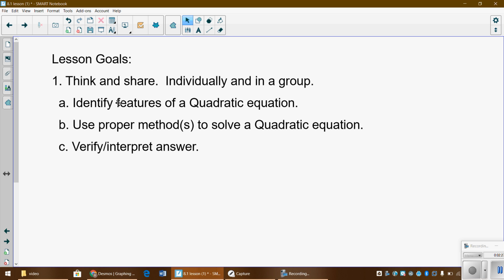So for this lesson, we're going to use the features that they might understand or have seen for quadratic equations, the methods they've used to solve the quadratic equation, and then their ability to interpret answers or verify they were correct. These are the ways that their ultimate goal is achieved, to learn how to think and share their thinking.